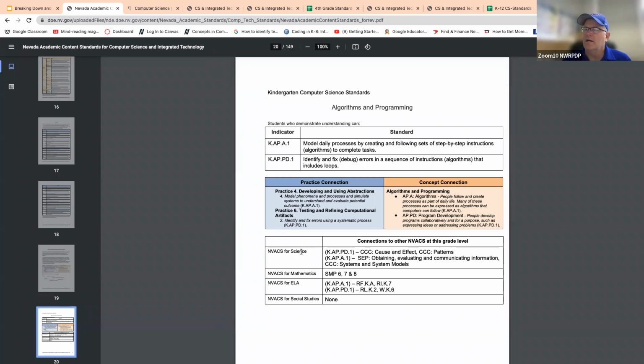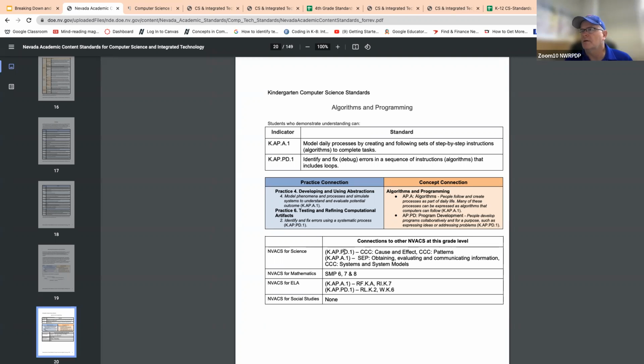And so the people in the science said, hey, guess what? This matches with cause and effect and patterns. They also said for obtaining, evaluating, and communicating information, systems and system models. So if you're looking at your other standards in science, these three are ones that correlate with one of these two standards up top. So you have to kind of look at which one it is.